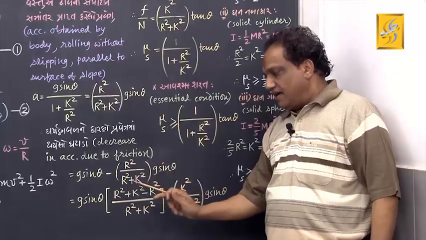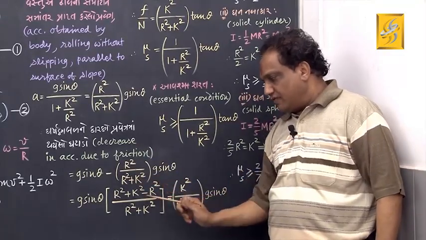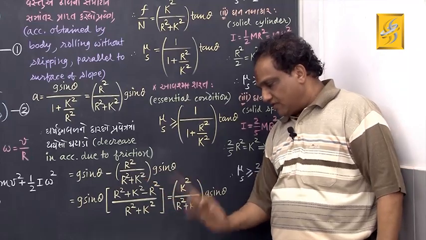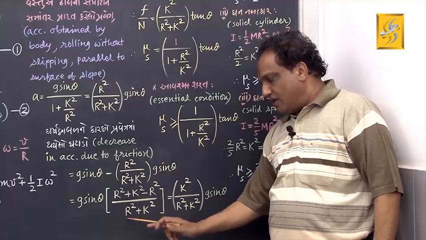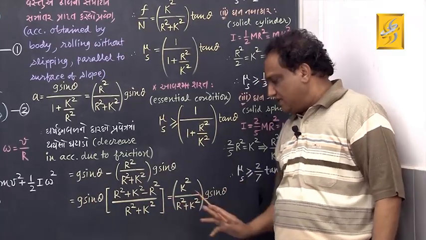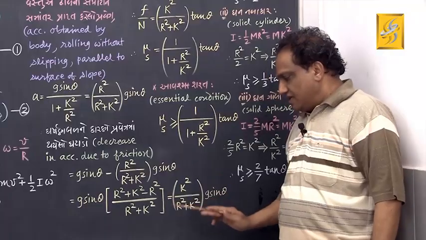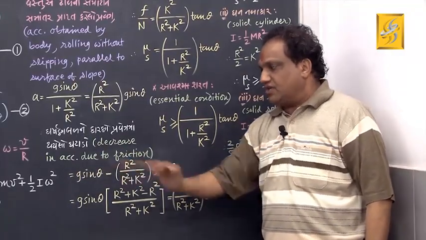Then inside the bracket take the LCM. R square plus K square will be multiplied here, minus R square upon R square plus K square. R square will cancel. K square upon R square plus K square into g sin theta. This is not acceleration, it is the decrease in acceleration.